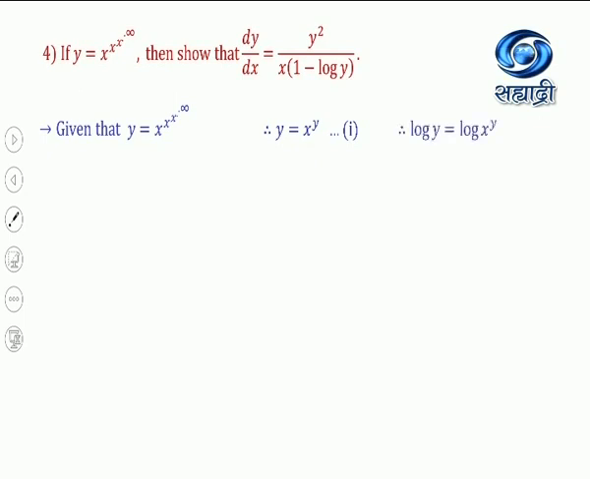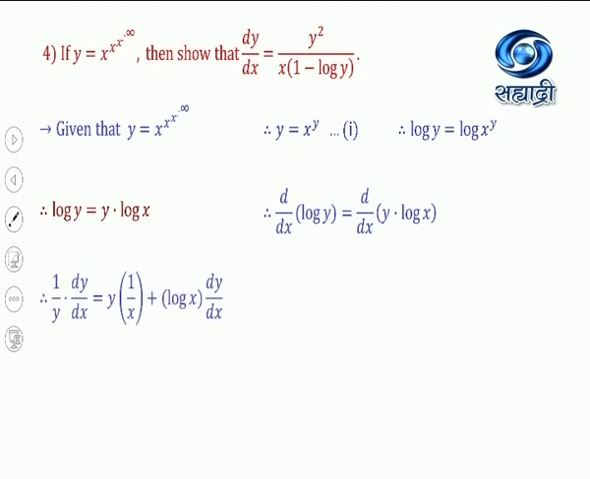And now, by taking log of both sides, we get log y equal to log of x to the power y. Now, this power becomes multiple. So, our next step is log y equal to y into log x. Now, by taking derivative of both sides, we get d by dx of log y equal to d by dx of right hand side, that is y into log x. Now see here, derivative of log y, that is 1 upon y into dy by dx by chain rule.